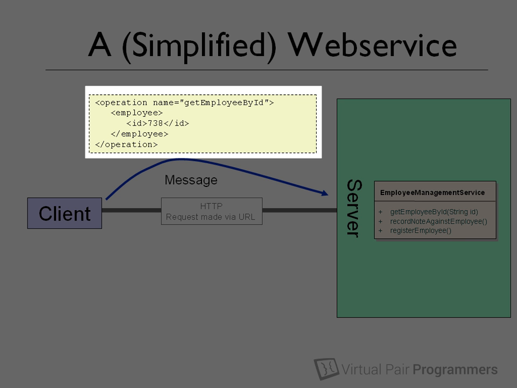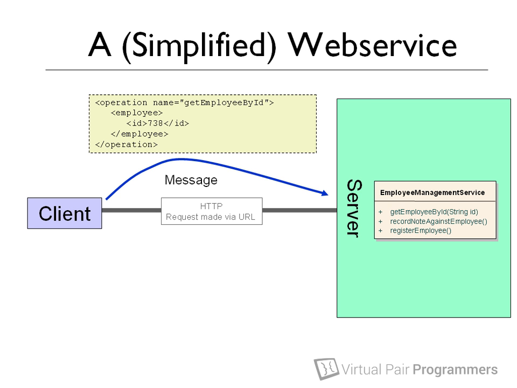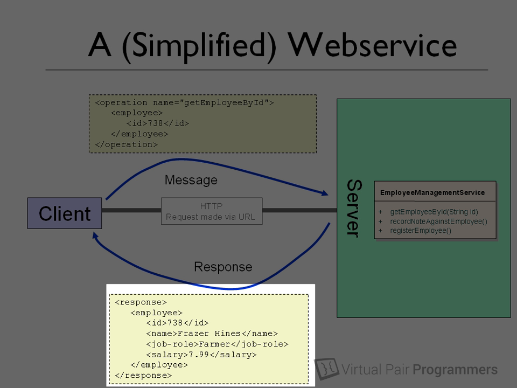And once the server receives that message, the server can now process it. And I hope you get the idea. The server code can be any language as long as it's capable of constructing a string in response. And that string is going to be another XML document, this time the response here, and it might look like this, and this is the data that the client requested. In this case, it's the details of that particular employee.